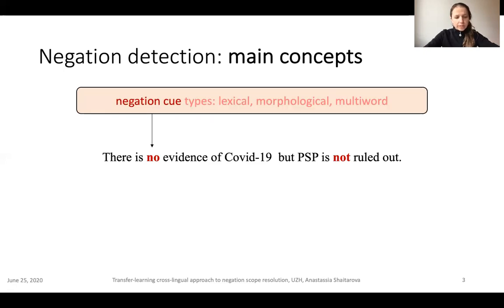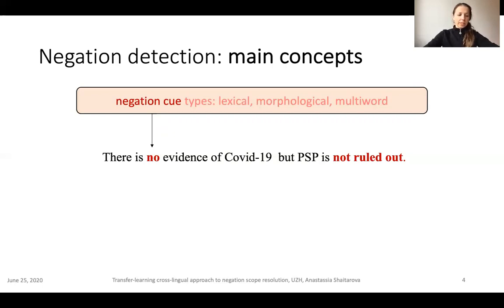Cues can be of several types. Lexical, meaning just single words like no or not. Morphological cues like the suffix less in a word helpless, or they can contain multiple words. And actually, the word not here is a part of a multi-word expression frequently used in clinical texts. Not ruled out is considered a pseudo-cue because it doesn't actually negate.